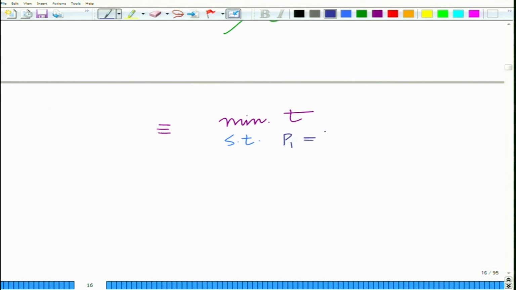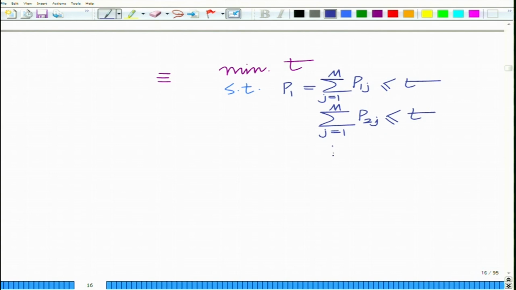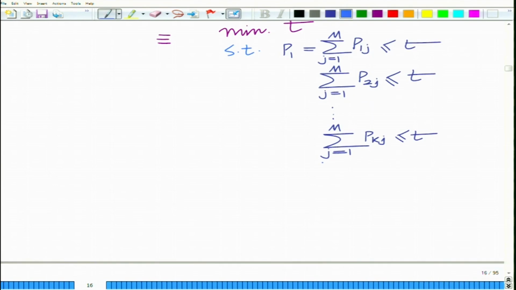So, this means P1 equals summation j equals 1 to m P1j less than or equal to t, summation j equals 1 to m P2j less than or equal to t. This is the power transmitted by base station 2 to all users, and finally summation j equals 1 to m Pkj less than or equal to t. These are the base station power constraints, and you have the user constraints as well, similar to previous.